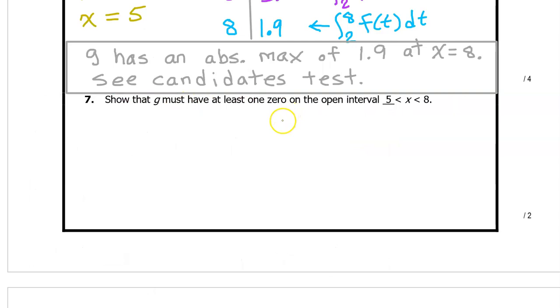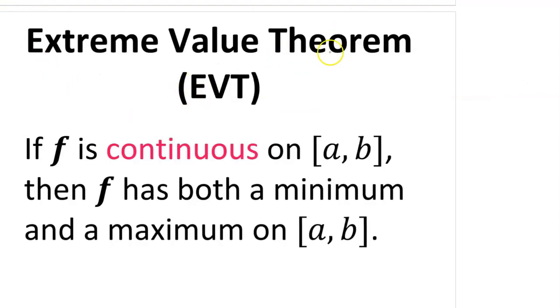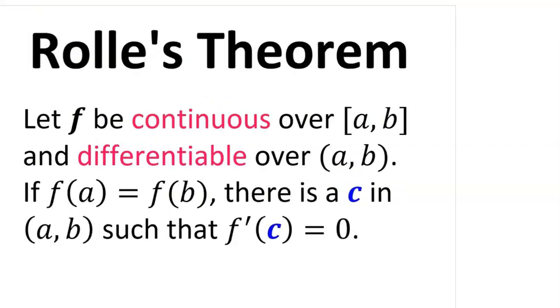So which one are we going to use for this problem? First of all, what does it mean for g to have a 0 on the interval? A 0 means that there is some value, let's call it c, where g at c is equal to 0. The extreme value theorem has to do with the existence of a maximum or a minimum. That has nothing to do with what we're looking for, so that one is out.